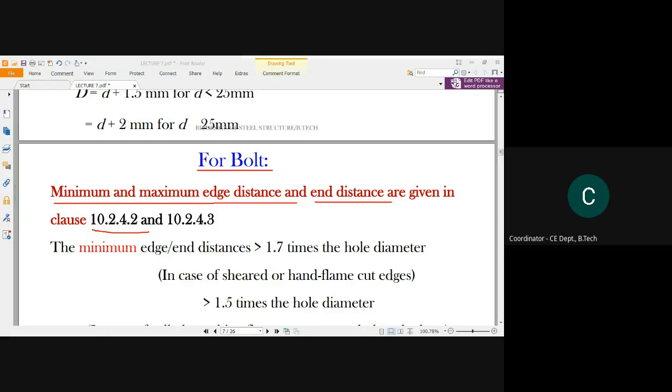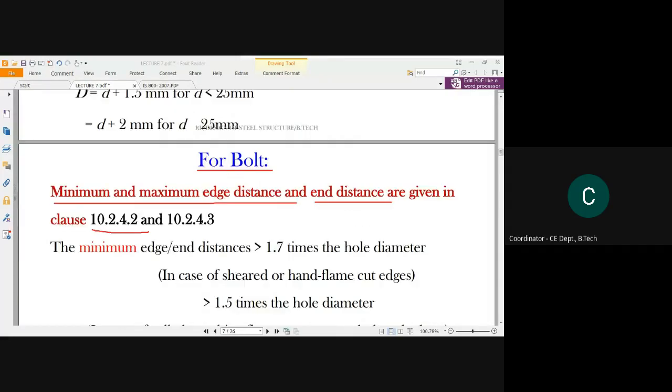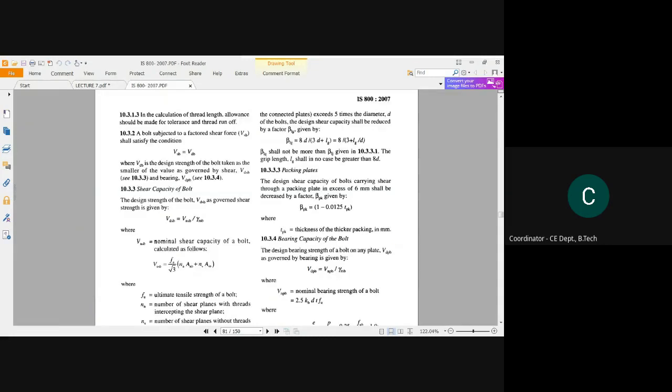Just let me open the IS code parallelly. Please reply to me. Can you see the IS code which I am showing right now? Please respond. Any one of you? Yes, ma'am. Okay.